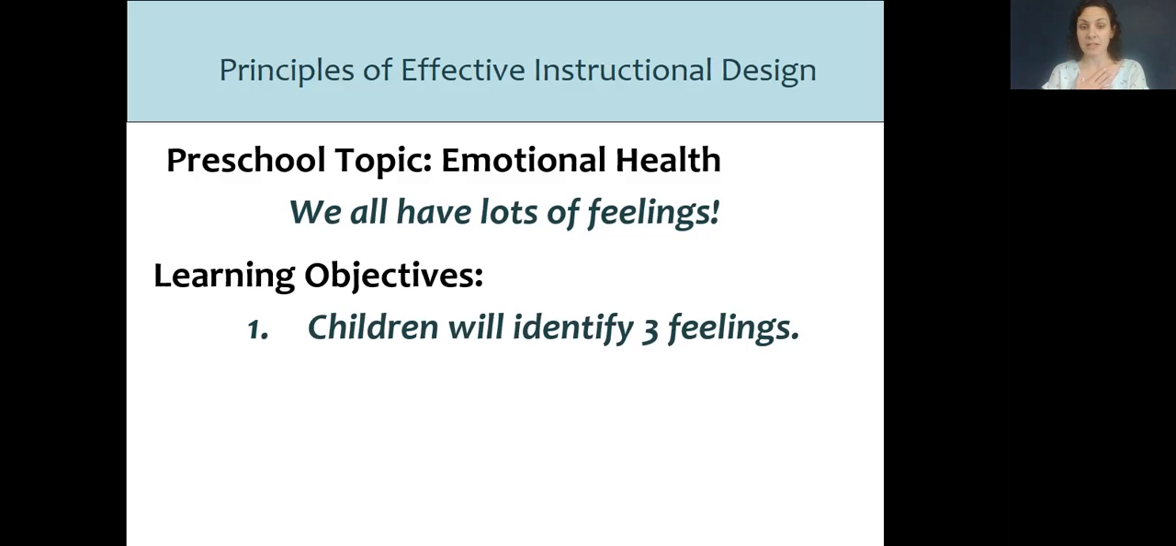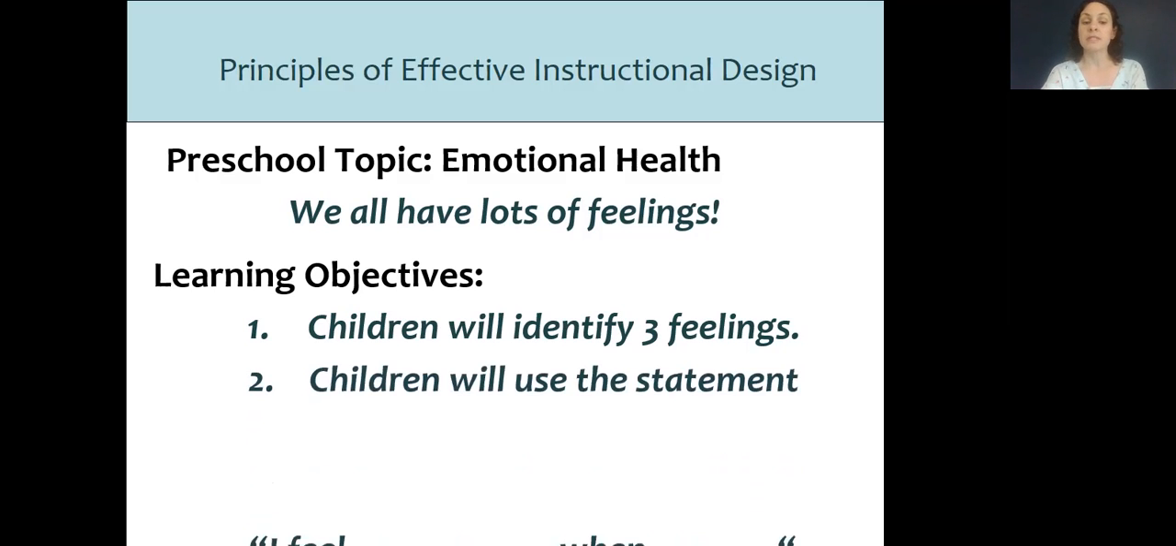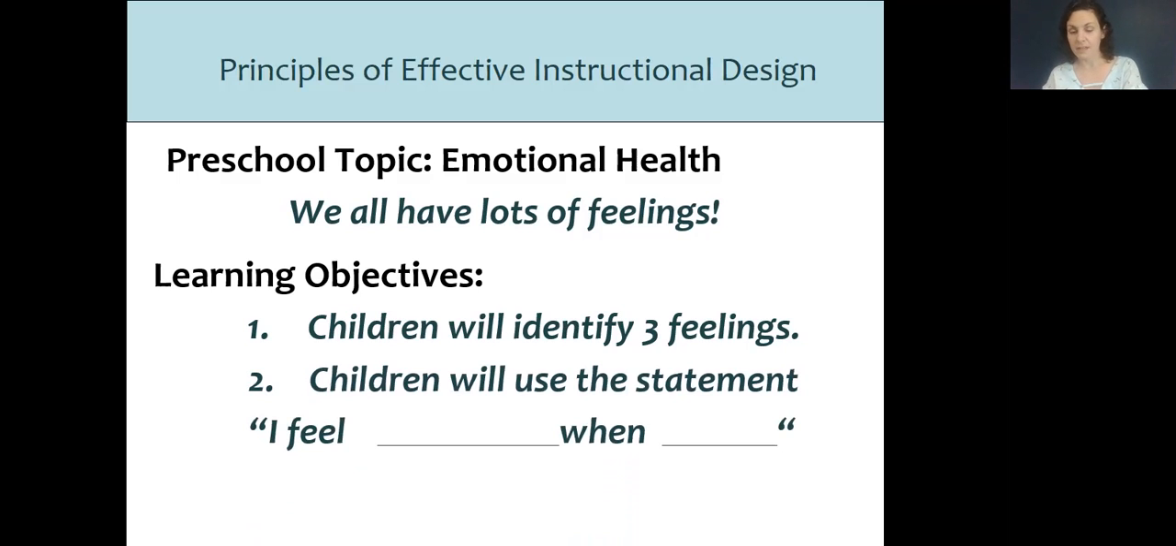my first objective would be that children will identify 3 feelings. I want them to know 3 different feelings when we finish today's lessons. And I want them to use the statement, I feel blank when blank. So be able to put in the appropriate feeling for the appropriate situation. I'm trying to give them words now because they have more language when they're preschoolers to describe how they're feeling rather than act it out by hitting or pushing or grabbing or biting a playmate.